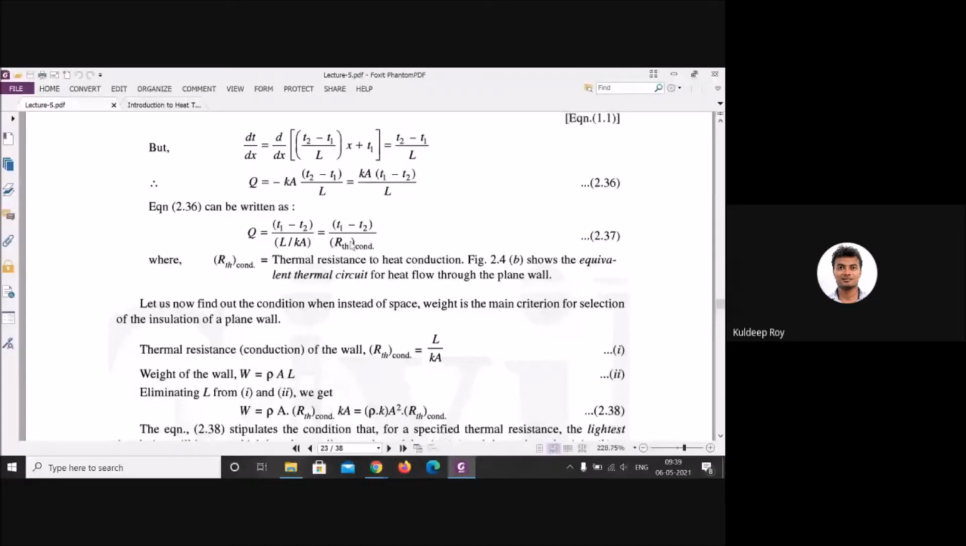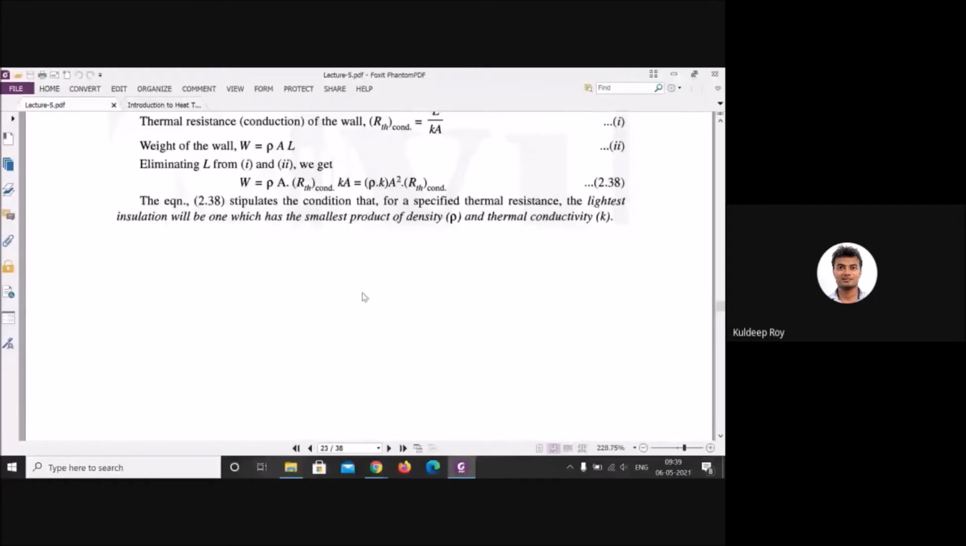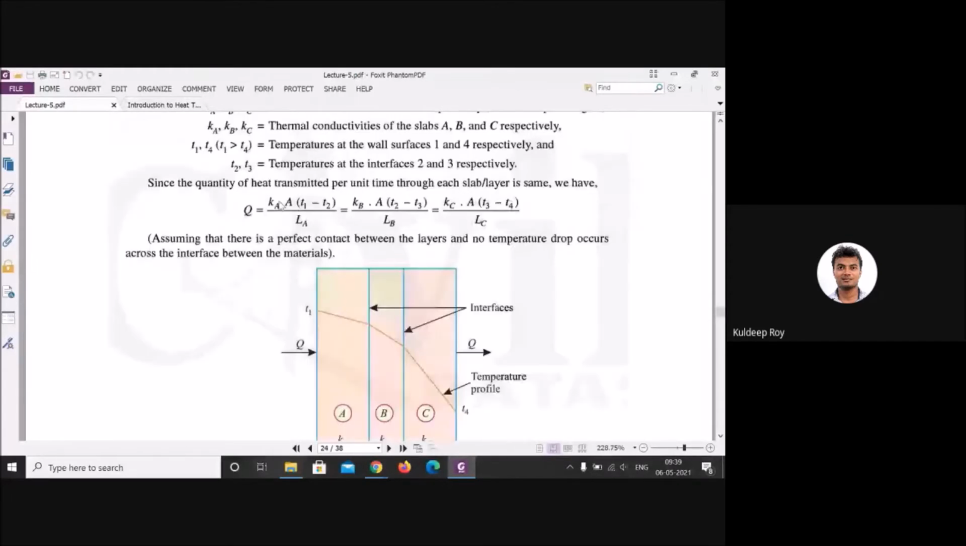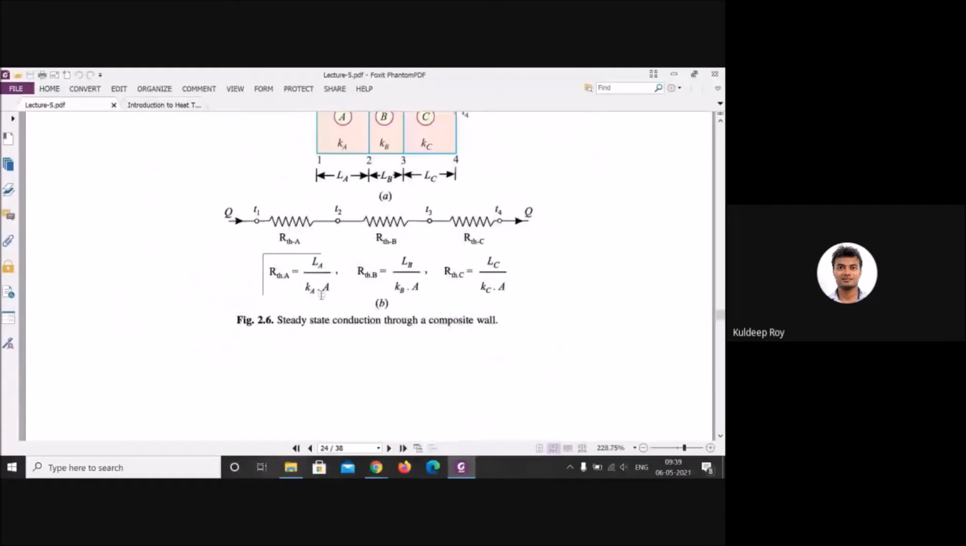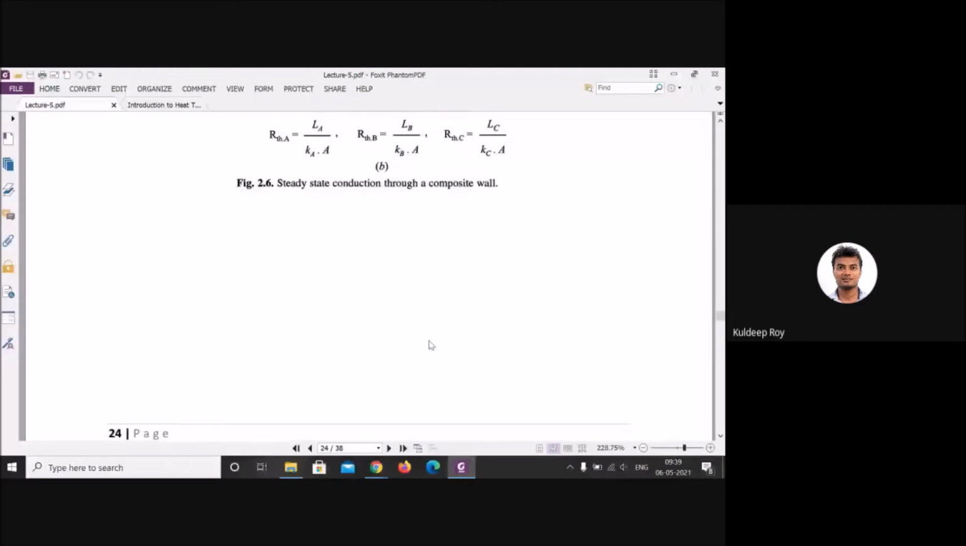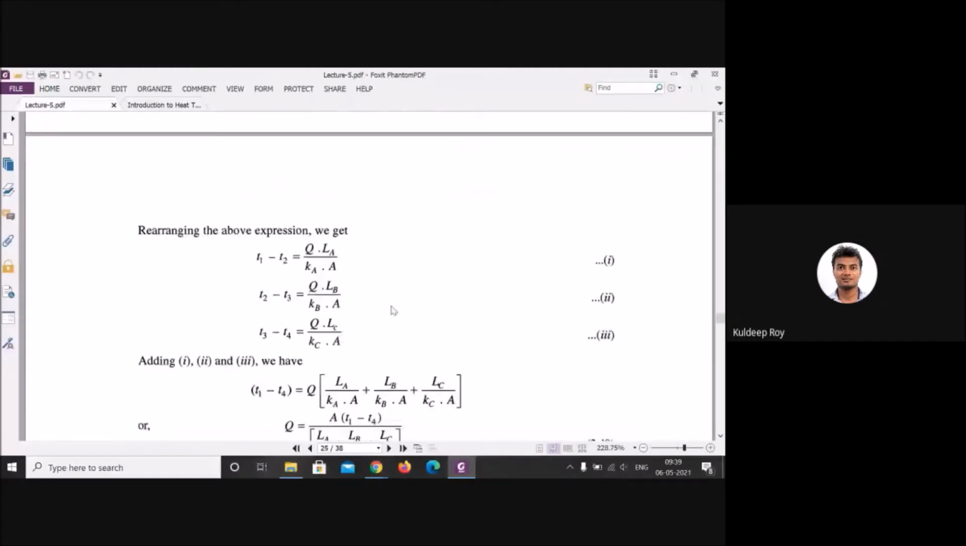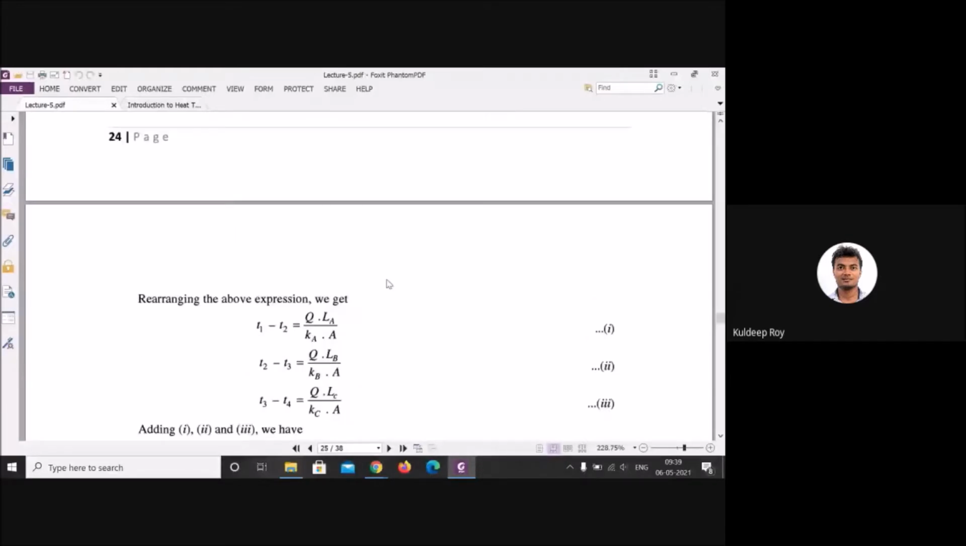Okay, then the same thing you have to follow here also. When you divide the area and the thermal conductivity with their respective length, you will get this formula, and these will be the resistive forces. Okay, then what you have to do is rearrange all these values known to you.